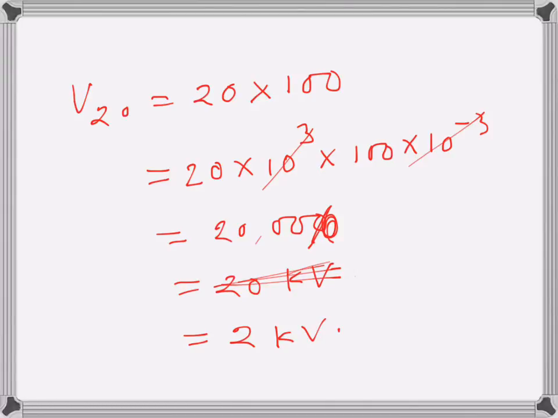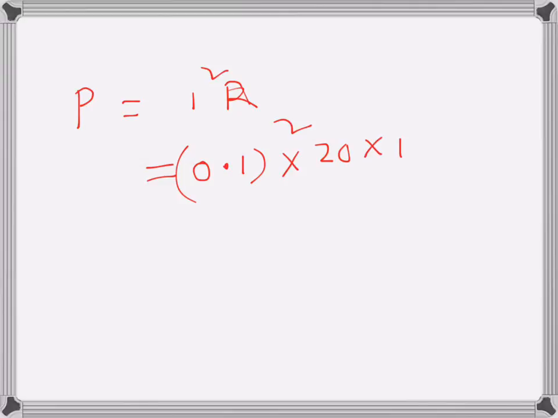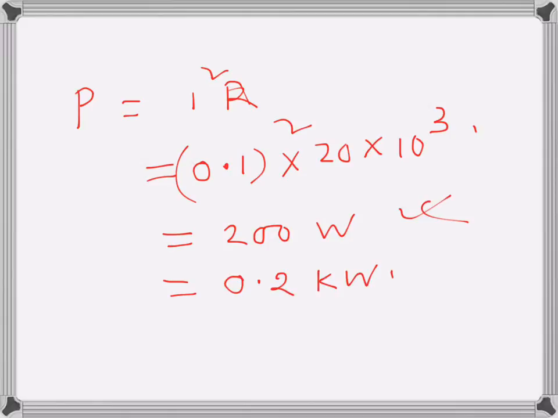So that's the voltage drop there, and if I want to find the power here, that is I squared R. So I squared is 0.1 squared, which I need to do in amps, times 20 times 10 to the power 3. So that one becomes 200 watt, or I can write it in terms of kilowatt, 0.2 kilowatt. So that's the power dissipated by that resistance, the 20 kilo ohms resistance.